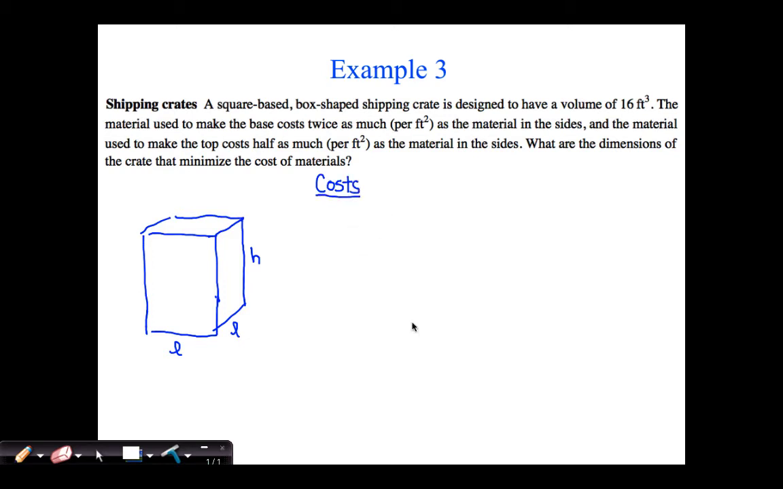But just in general, we don't have numbers for the costs of things. But which is the most expensive, the base, the top, or the sides? Yeah, the base is the most expensive. And which is the least expensive? The top. So I'm just going to write them in descending order here.